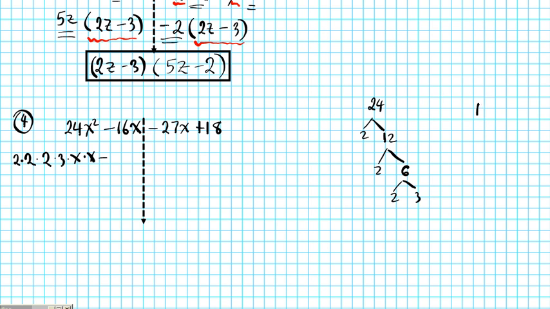How about 16? I take out 2. Remember, I'm pulling out prime factors. I'm doing the prime factor decomposition. So 2 goes into 16, 8, 2 goes into 8, 4, 2 goes into 4, 2. So four 2's is the prime factor decomposition of 16. So you're going to have 2, 2, 2, 2 times x.